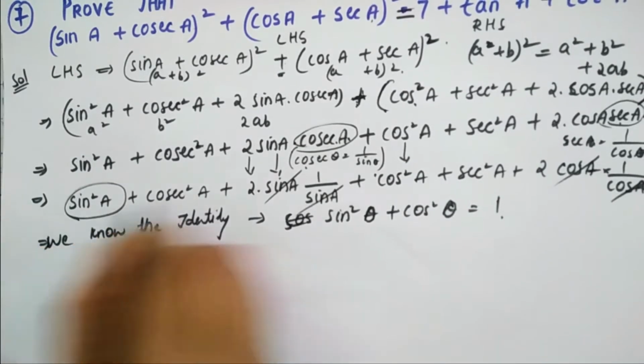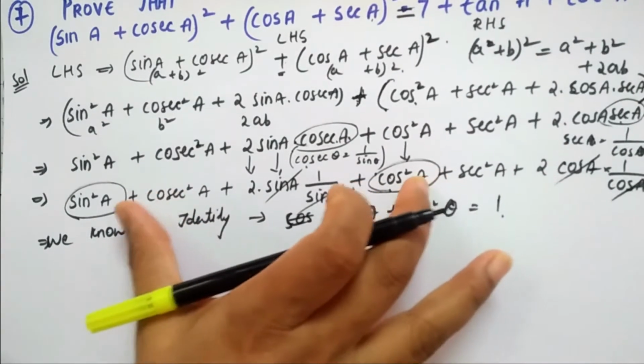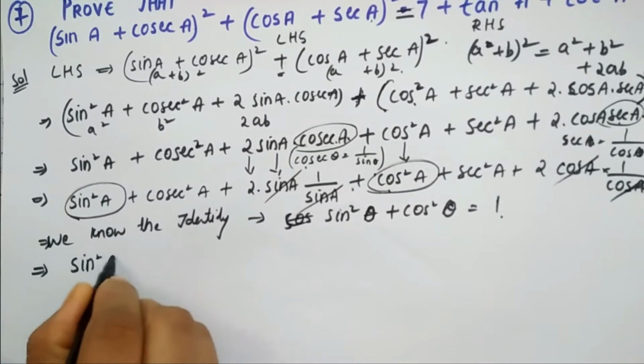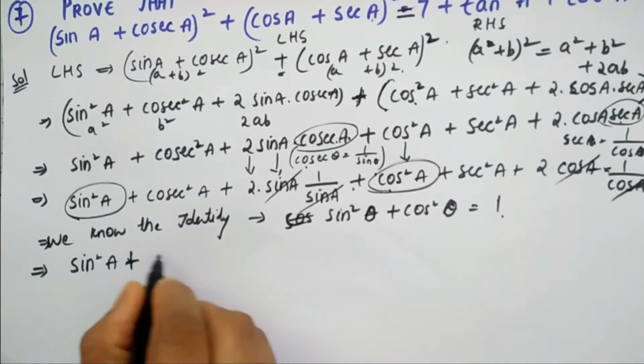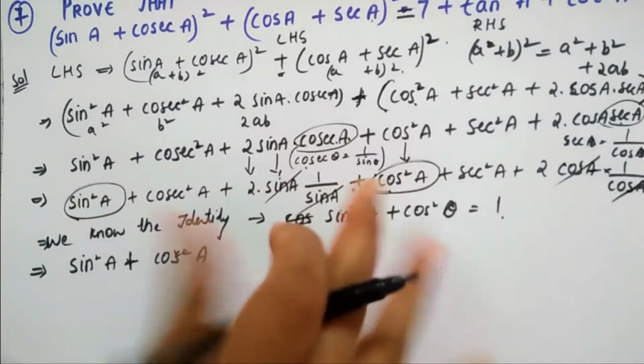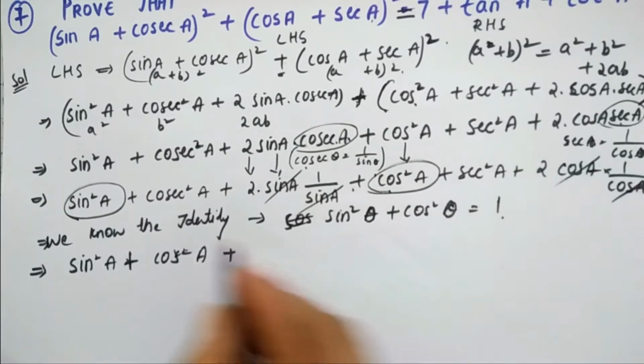So sin square A we have, cos square A we have, it's a plus. So we'll do these two things together. We'll write these two things together. Sin square A plus cos square A. Okay, we just have written these two things collectively. Again, we are copying all these things in a neat form.